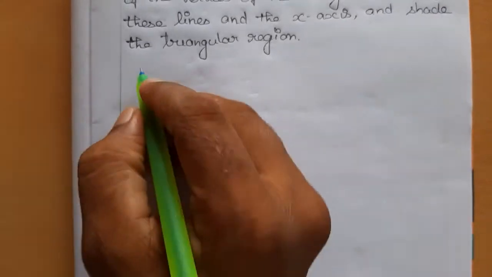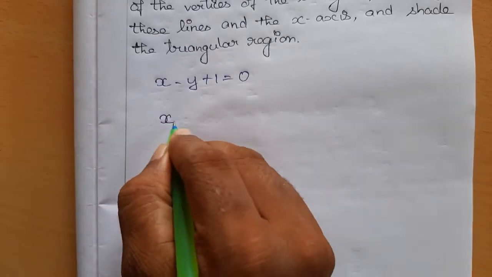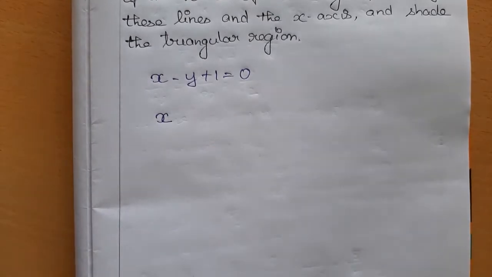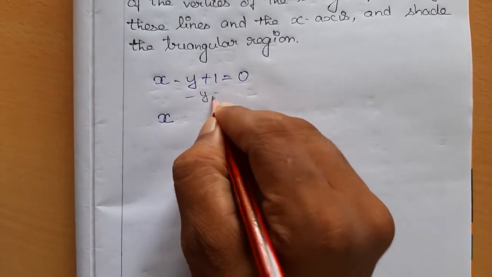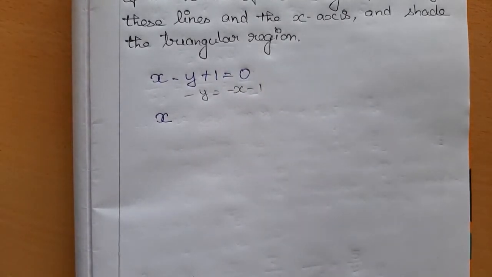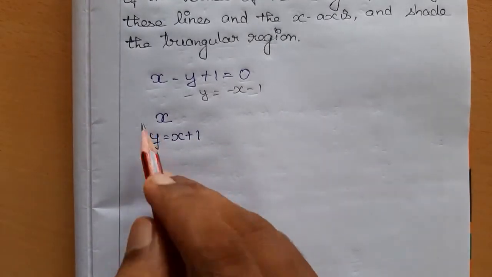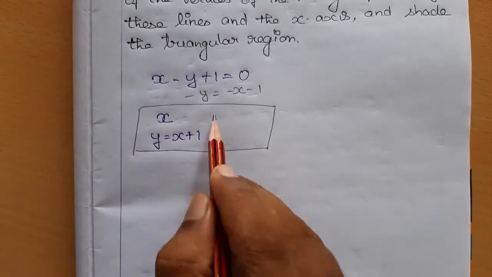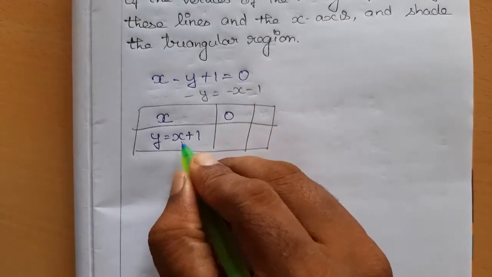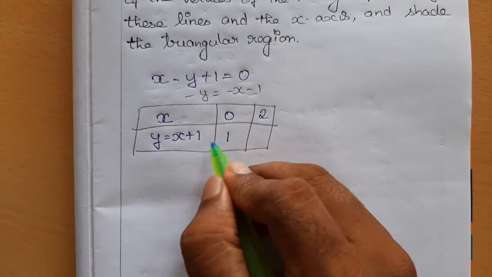So first equation is x minus y plus 1 equal to 0. So we can consider the value for x, and y we have to rewrite. So minus y is equal to minus x minus 1. So y is equal to x plus 1. So we need two points. Let me consider 0 here. So 0 will become 1. I'm going to consider 2. So 2 plus 1 is 3.